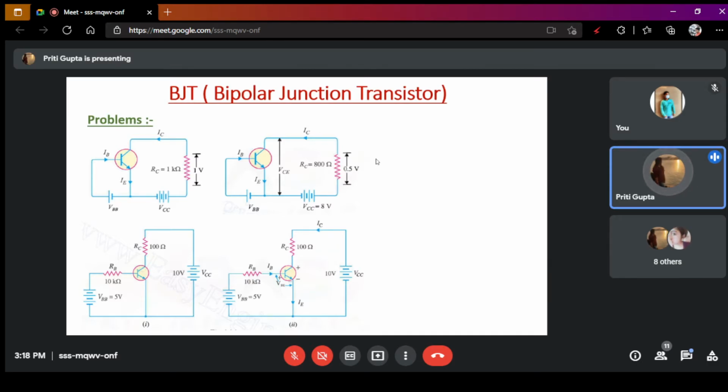That is, you have to calculate IB. Now, before going to IB, we can easily find out IC. How? Across this collector terminal, voltage is 0.5 and resistance is 800. So IC will be 0.5 divided by 800. Find out what is IC.